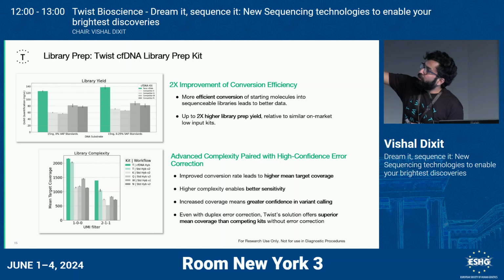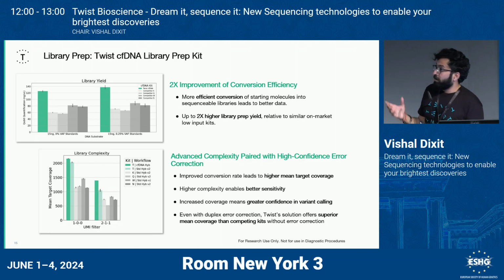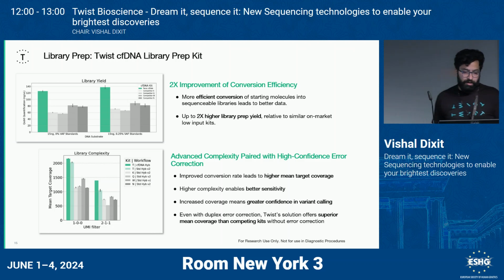And then we also looked into the library complexity using the UMI filter 1-0-0 and 2-1-1. And you can see even with high stringency, which is 2-1-1, you can see very high mean target coverage compared to other vendors. So again, it's really quite a cool platform or product if you are working in the oncology field.